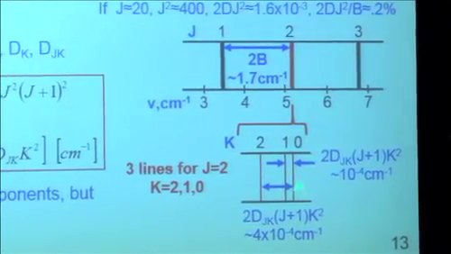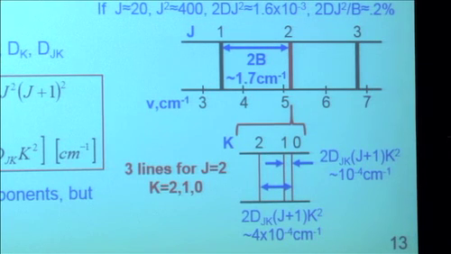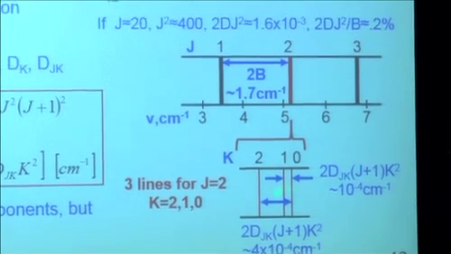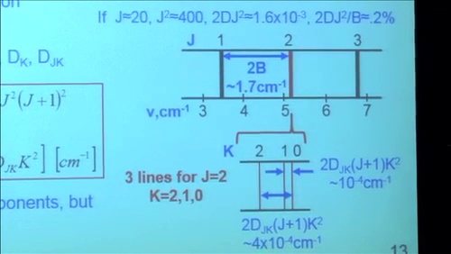And so if you calculate their spacing, you would see that this bottom arrow here is 4 times 10 to the minus 4 wave numbers. So you have to recognize this spacing is 1.7. This maximum distortion is 10 to the minus 4. So unless you have very high resolution and you know exactly how to look for this, you won't even see it. So it's almost like they're degenerate, but they're not exactly degenerate. So that's what happens when we allow for non-rigid rotation of this symmetric top molecule.